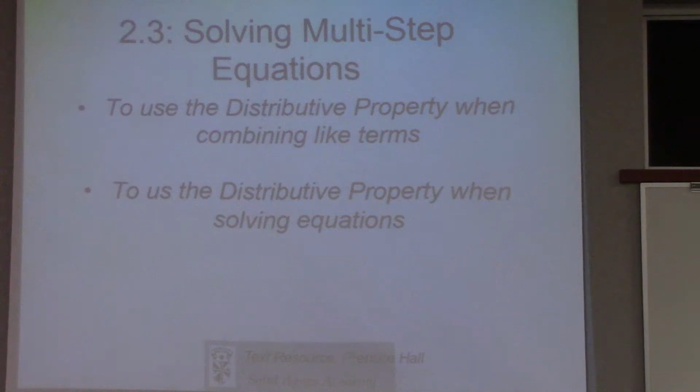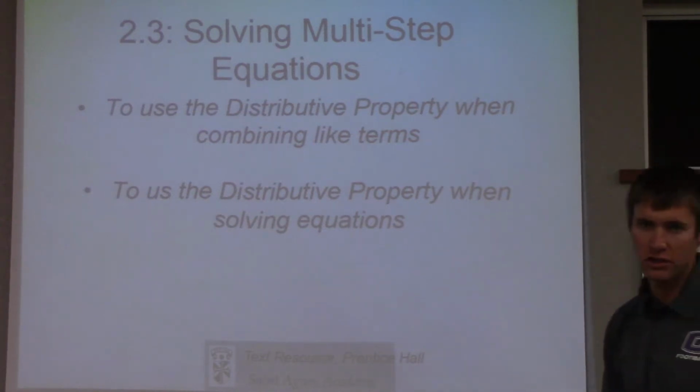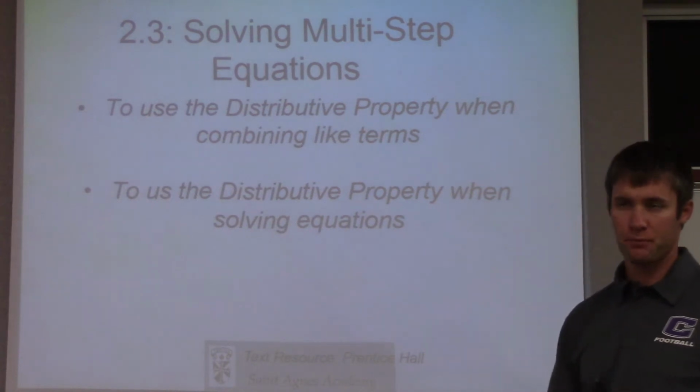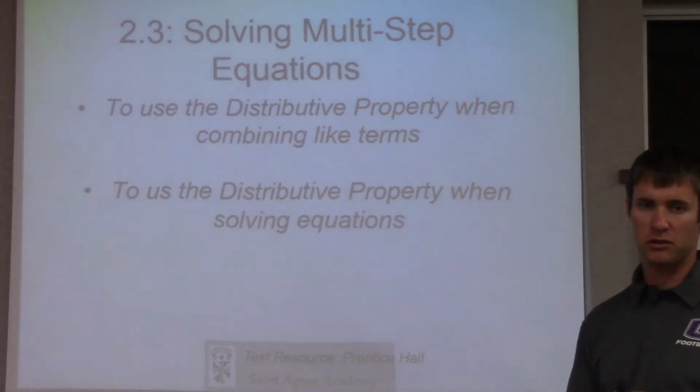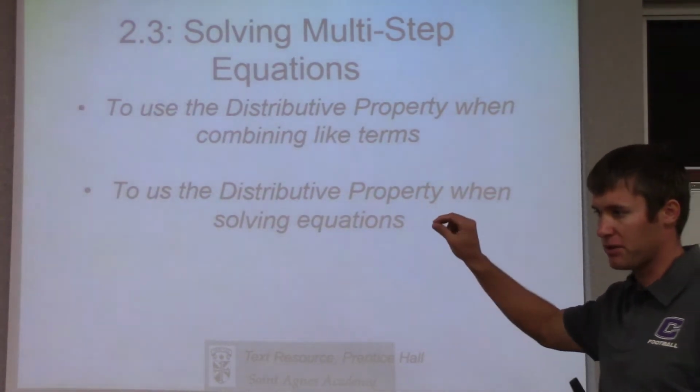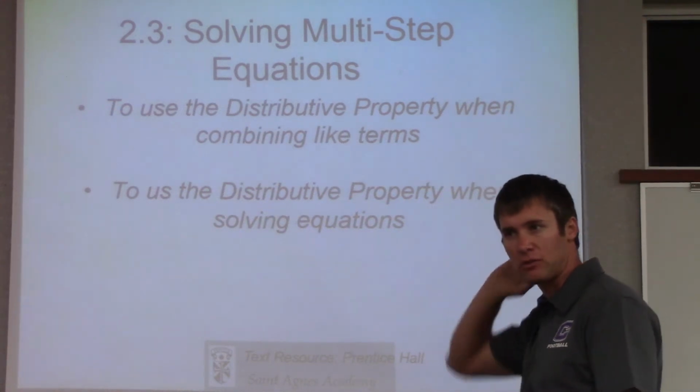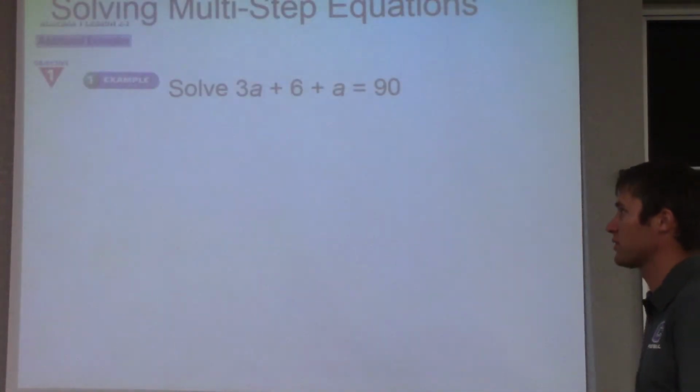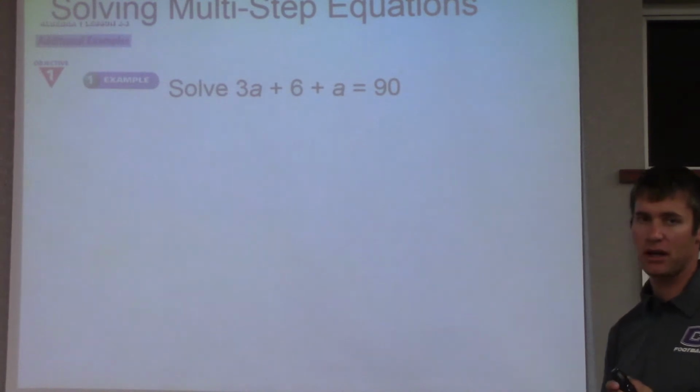In class, we're going to go over 2.3, multiplying and solving equations. So we'll continue on with the multi-step. What we're going to do is use the distributive property and then combine like terms from there. So we'll use the distributive property first, and then we'll combine like terms. We'll start out actually with an example not using the distributive property, but combining like terms.